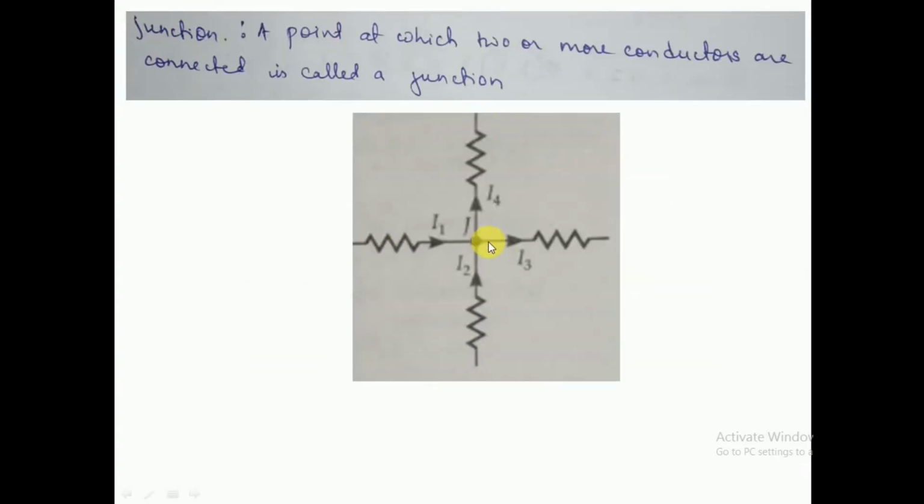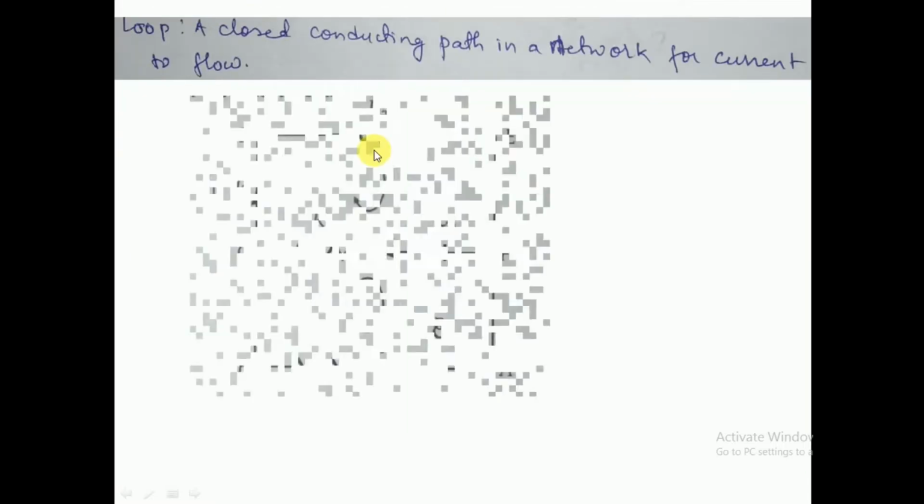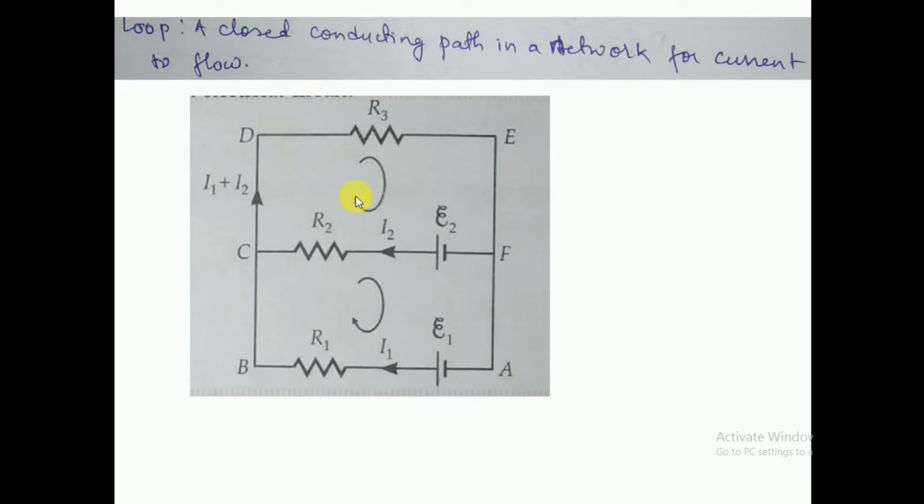A junction is a point in a network where several conductors meet, and a loop is a closed path in a network for current to flow. Out here, in the diagram, you can see D, E, F, C. This is a closed path for current to flow, so it is one loop. C, F, A, B, C is also a closed loop, so this is another loop. And you can even take D, E, A, B, D, which is a big loop out here.